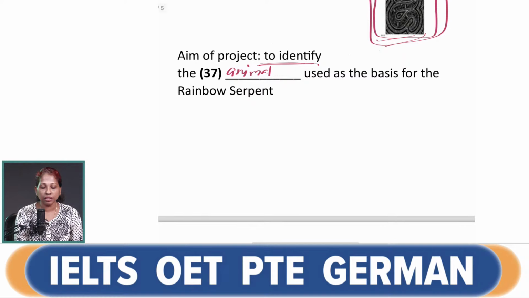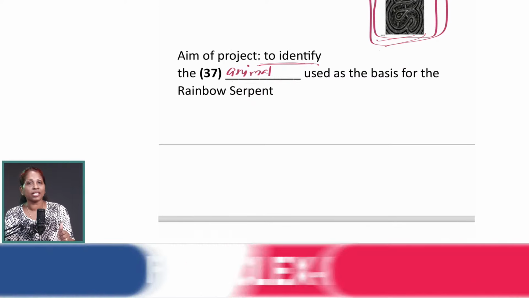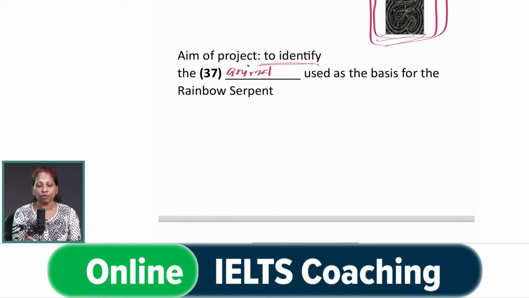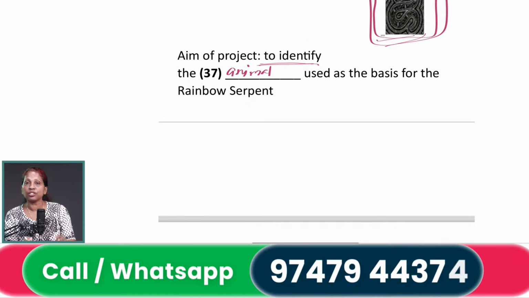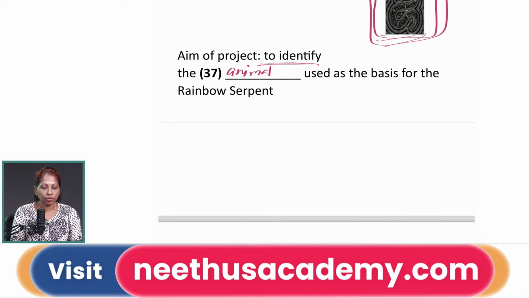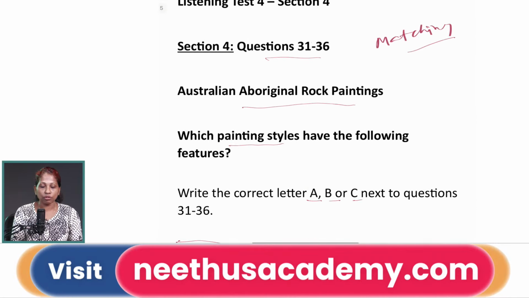Like in this animal, right, synonymously in that audio, creatures have been mentioned. So if you are not able to track that word animal, you can also write identify the creature, and it is similar because they have mentioned synonymously animal as creature in the audio. So you can write the creature used as a basis for the rainbow serpent. Okay, that is our 40 questions from section 4 for this particular test.